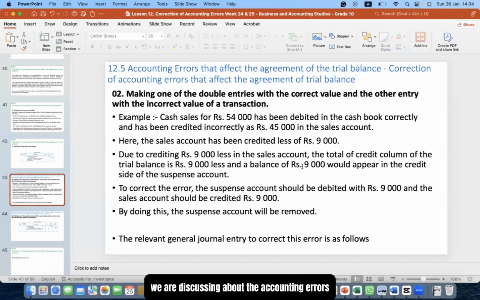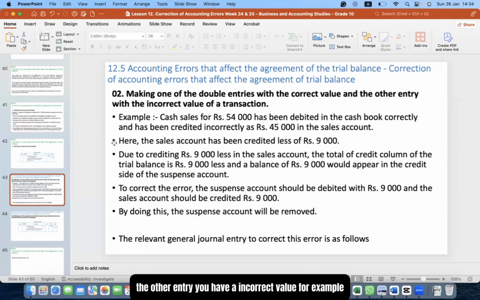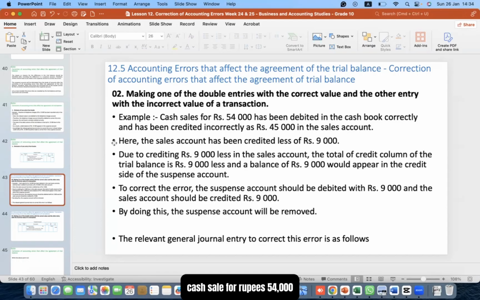Okay, so we are discussing the accounting errors that affect the agreement of the trial balance, and the correction of these errors. We studied the first one, the omission of entry from the books, and the second one being making one of the double entries with the correct value and the other entry with the incorrect value. So one entry has the correct value, the other entry has an incorrect value. For example, cash sale for rupees 54,000 has been debited in the cash book correctly and has been credited incorrectly by 45,000 in the sales book.